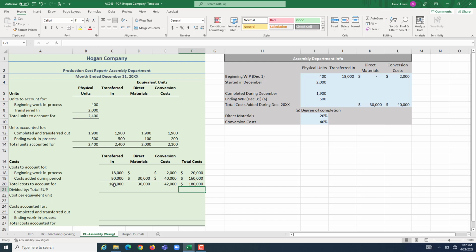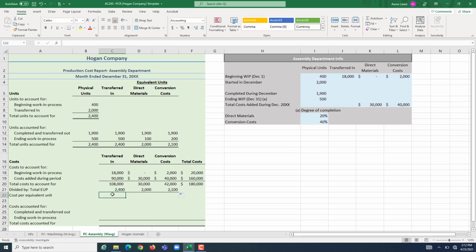Now, to figure out what portion of these costs that we have to account for ended up being transferred out to finished goods and what portion ended up in ending WIP, we need to figure out our cost per equivalent unit. So we're going to divide by our total EUP. And that is, again, the total units accounted for in the physical unit section. It was 2,400 for transferred in, 2,000 for direct materials, and 2,100 for conversion costs. So I'm just going to go and use the fill handle to bring all of these numbers down.